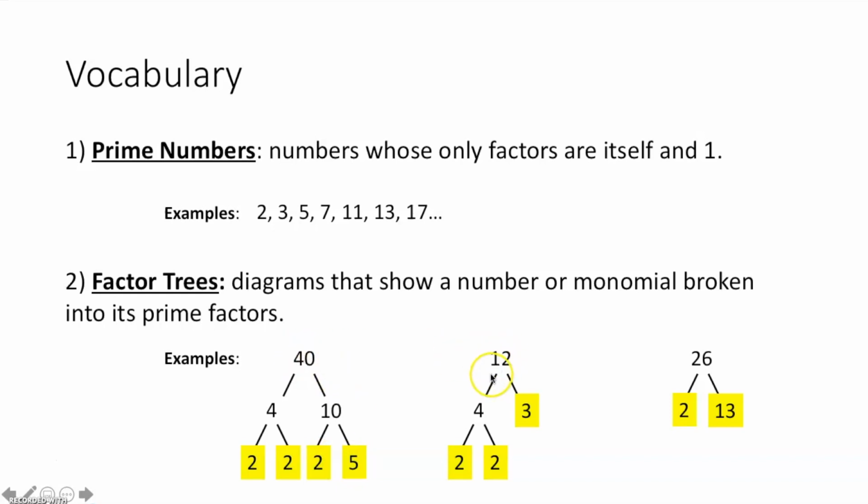This 12, we break it up into two numbers that multiply together to make 12, so that would be 4 and 3. We then look, is 4 a prime number? No. So we break that into two numbers that multiply together to make 4, 2 and 2. Are those prime numbers? Yes, so we can stop. 3 is a prime number, that's why we didn't keep going, and you see that 2 times 2 times 3 gives you 12. That's why those are the prime factors of 12. And then 26, we break up into 2 and 13. Those are both prime numbers, so we can stop, and you see 2 times 13 gives you 26.